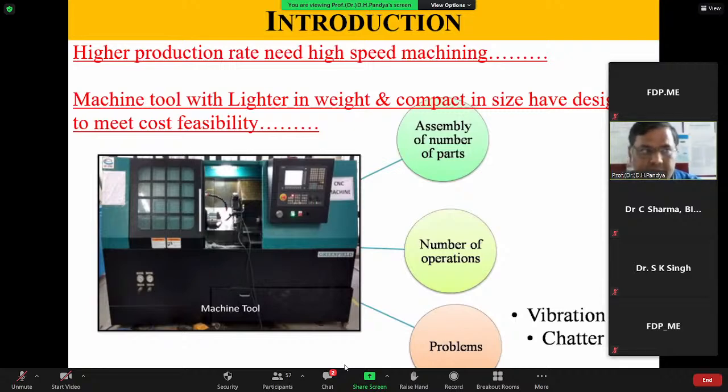The same thing applies with chatter. Vibration considers the mass, and chatter is considered a self-excited vibration. In vibration, an externally applied force causes the vibration, while in chatter it is a self-excited vibration. That is the main difference between vibration and chatter.